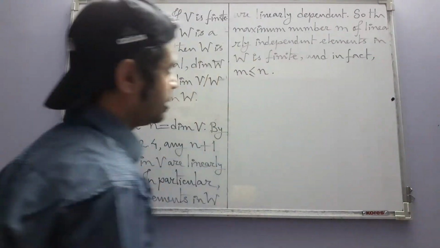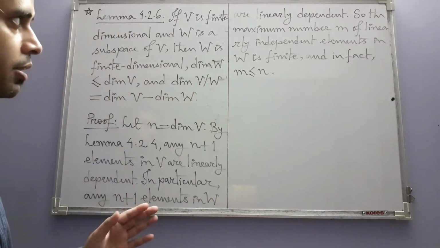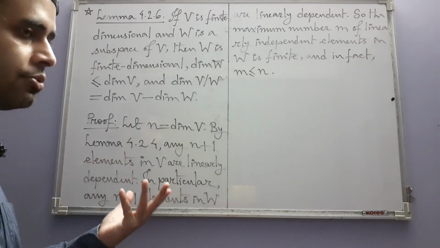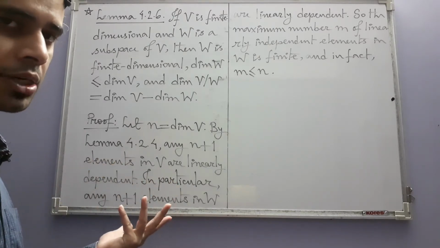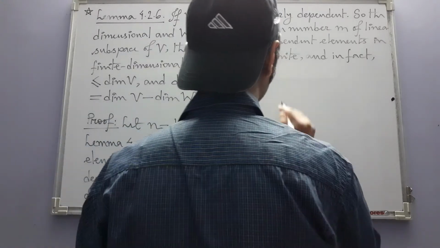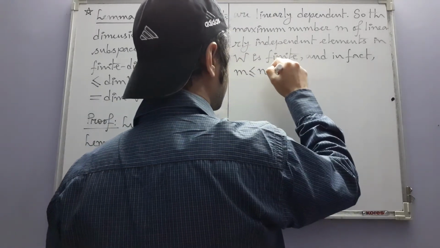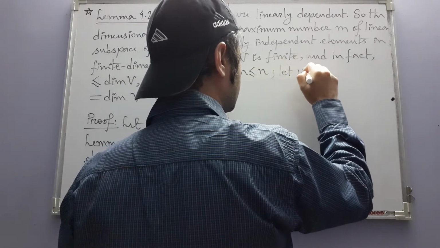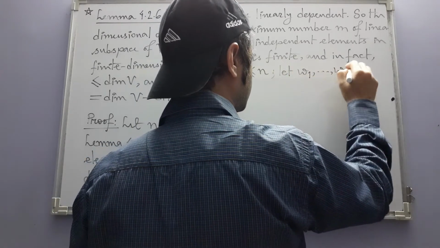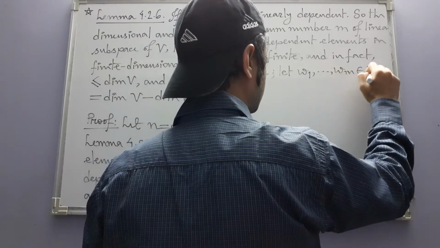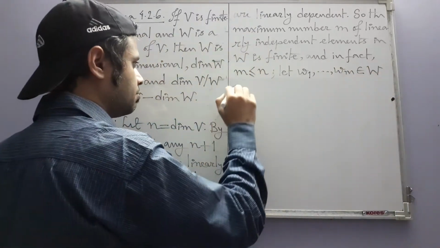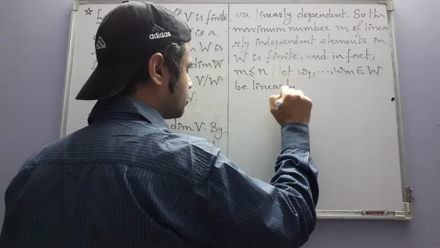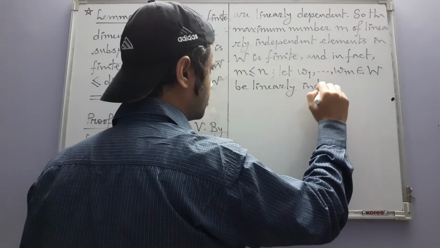And because we are saying that m is the maximum number of linearly independent elements in W, we should be able to actually have that many elements. Let w1, w2, up to wm be linearly independent.